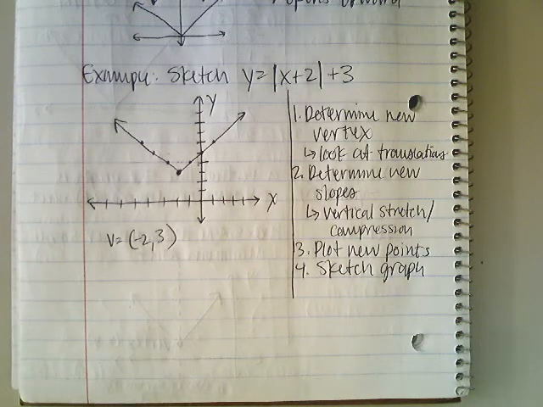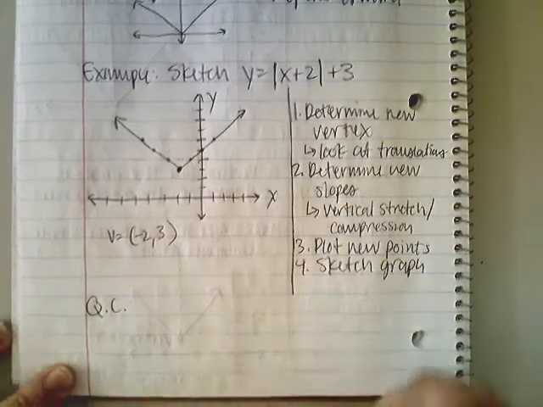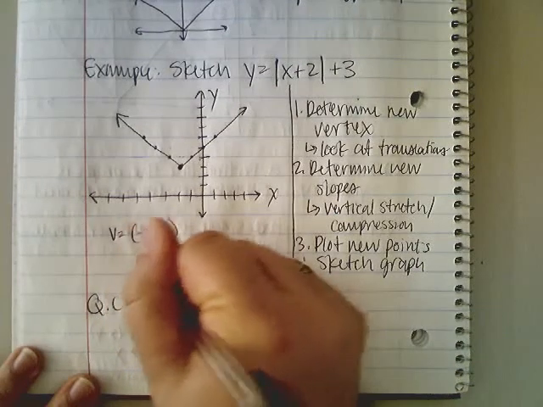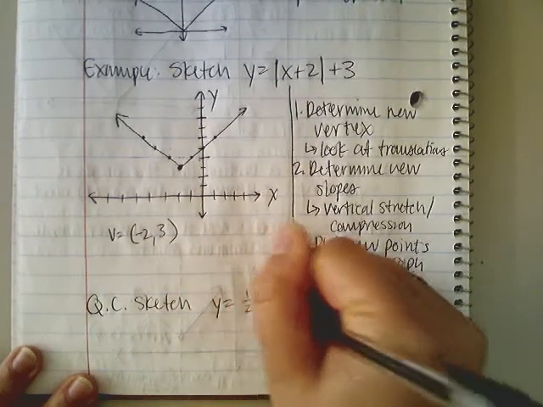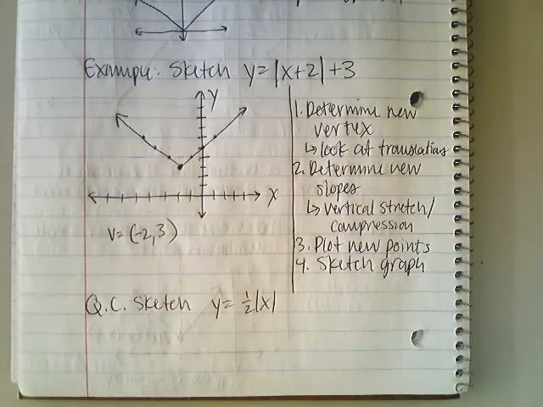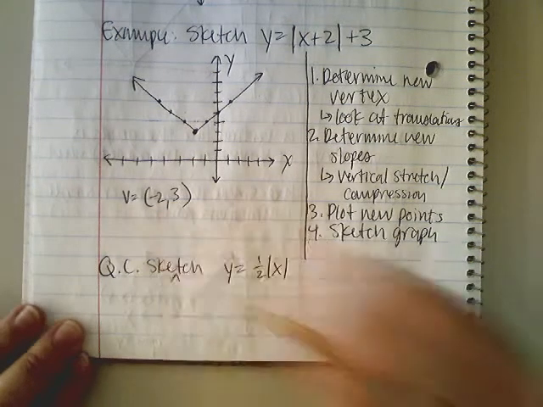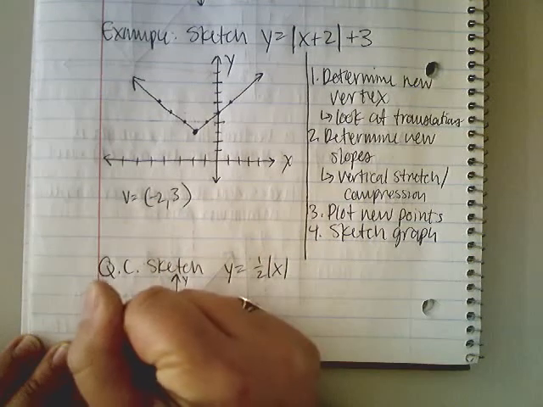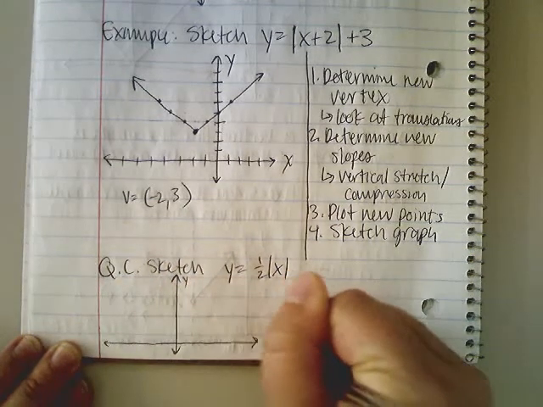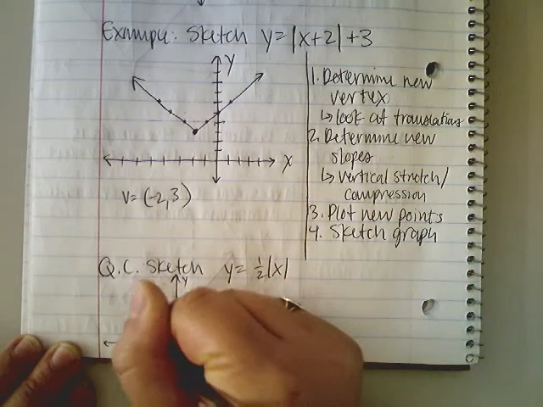I'm going to have you guys do a quick check, or a couple quick checks. The first one I want you to do is sketch y equals 1/2 absolute value of x. So try that on your own. Pause the video if you want to practice it. I'm going to try it now. So pause it if you haven't finished this. So I'm going to draw my y and my x-axis, 1, 2, 3, 4, 5, 6.